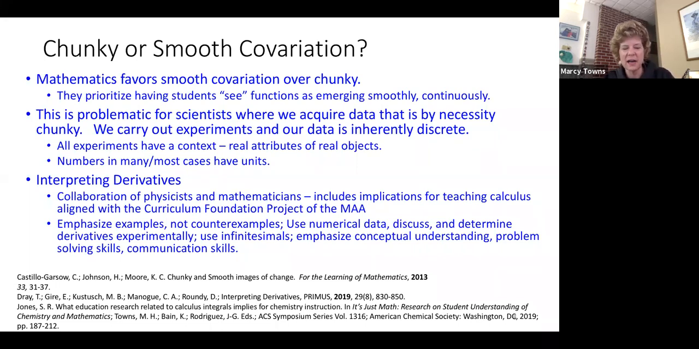Use numerical data and discuss and determine derivatives experimentally. I mean, goodness, we actually use derivatives in second semester general chemistry. Use infinitesimals, which I won't touch because there may be people who are saying, what's an infinitesimal? I'm having horrible thoughts of my calculus class in college. But emphasizing conceptual understanding and that numbers have meaning and graphs have meaning, that's something all of us can get behind.